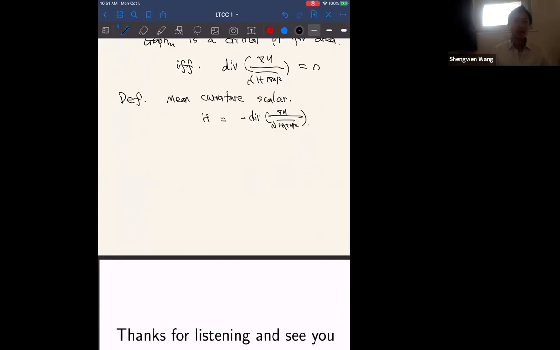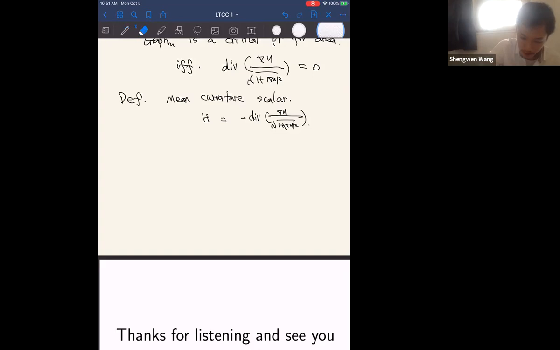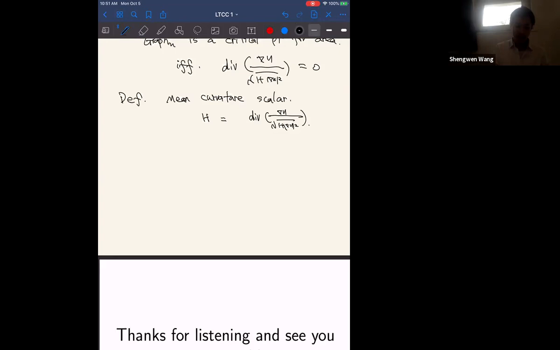Actually, I think there's no negative sign here. Let me check first. Yeah, there's no negative sign here. Sorry about that. So this is the mean curvature vector. You will see later that the sign of the mean curvature is not a very wise definition, because you will have to change the sign from time to time, when you talk about the mean curvature vector and the mean curvature scalar. We'll see that later. Actually, this is the definition. There's no negative sign here.